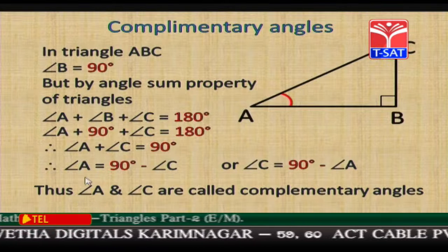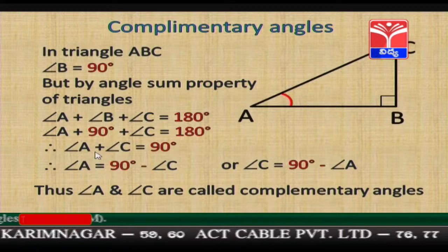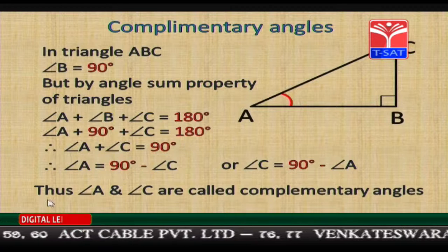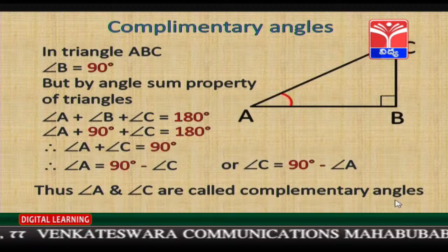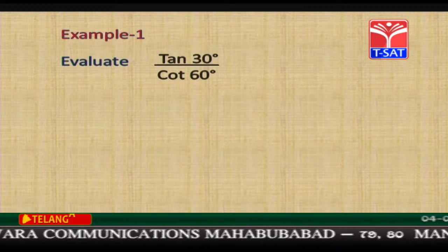See, now we see when you are able to express them so, if the sum of any two angles is equal to 90 degrees, thus angle A and angle C are called complementary angles. Now, we will see the example.